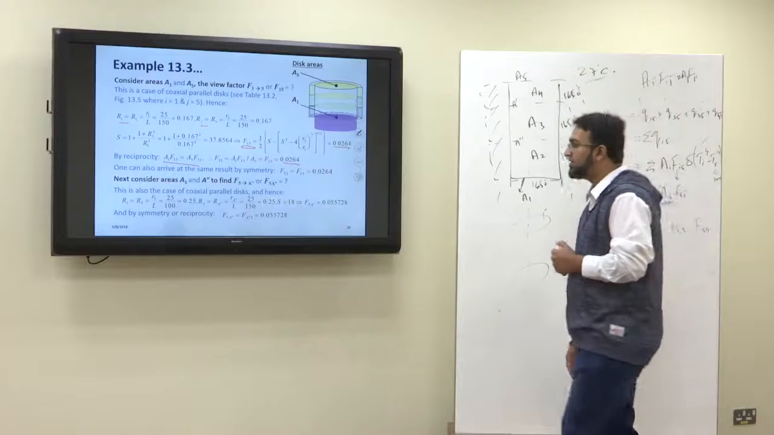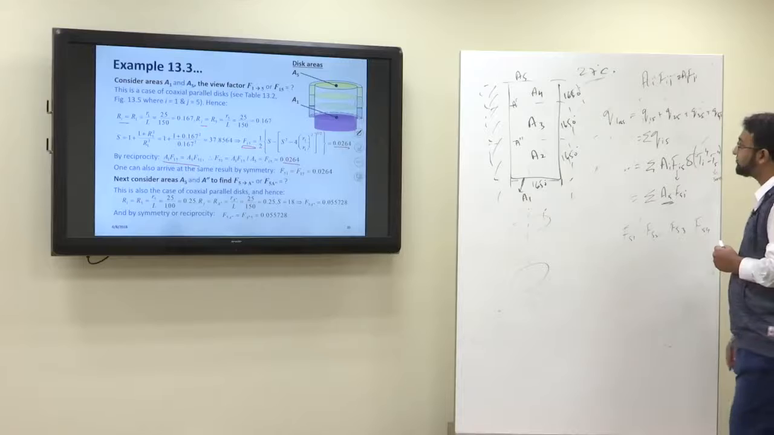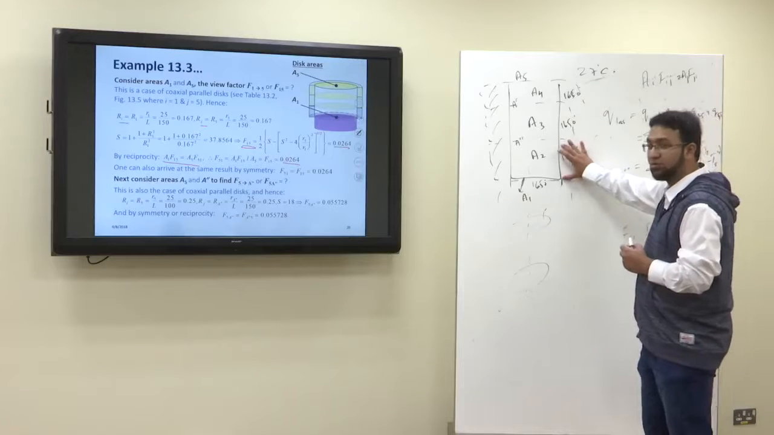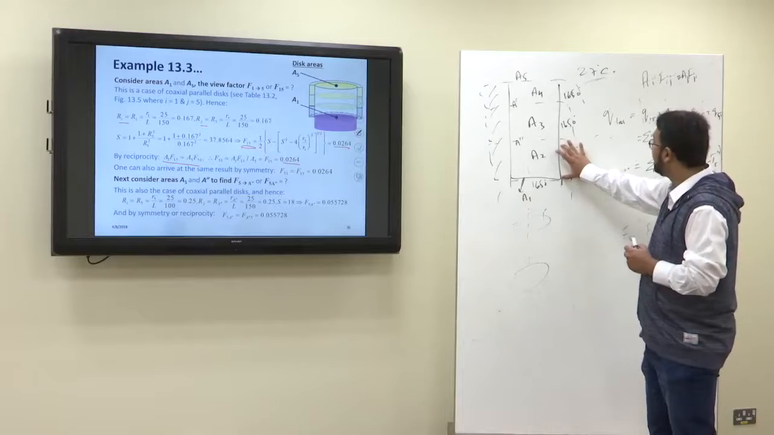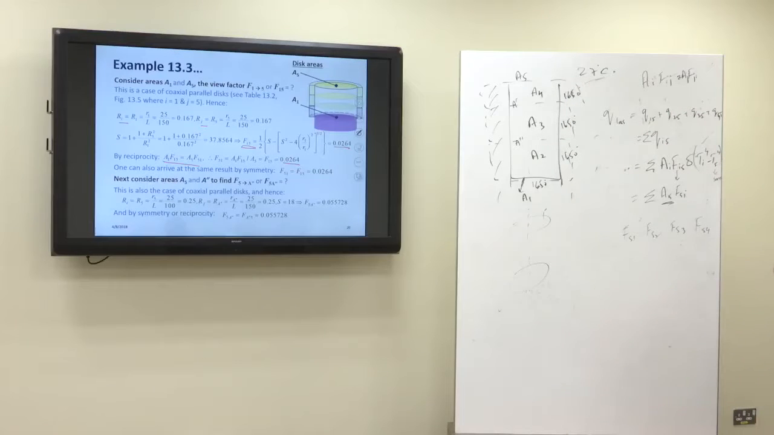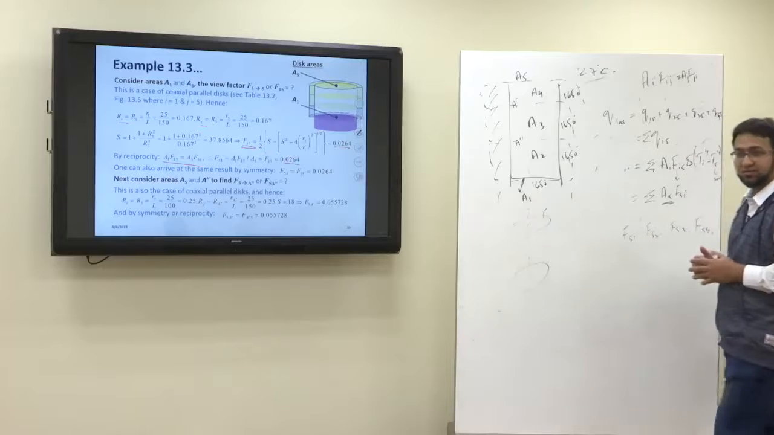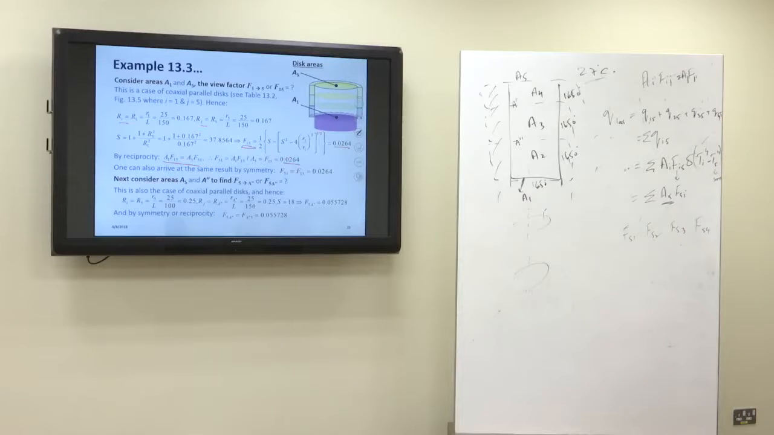Now the next thing is that we need to determine F52, and F53 and F54. The idea of determining F52, F53 and F54 is the same. So we will focus on F52, and once you know how we determine F52, we will repeat the same procedure for F53 and F54.